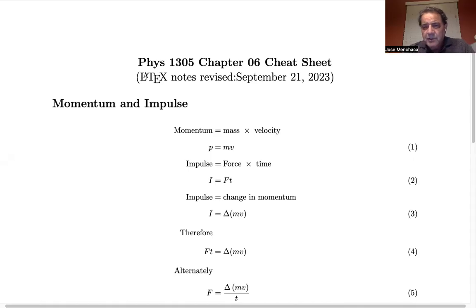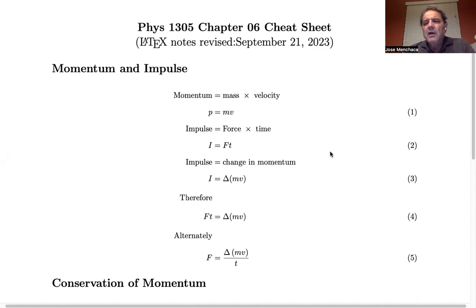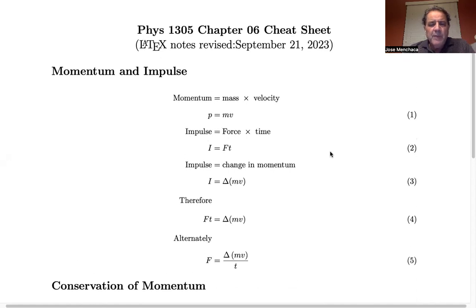Right, we're going to be doing Chapter 6 homework examples. We're going to start with a little cheat sheet that I'll pass out to you. These are formulas for momentum. Momentum, which we assign the letter P, is equal to mass times velocity. So if you have mass in kilograms and velocity in meters per second, your momentum is going to be kilogram meters per second.